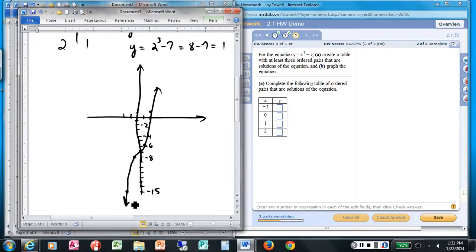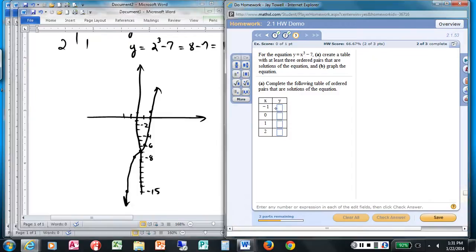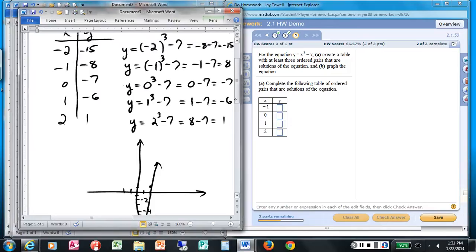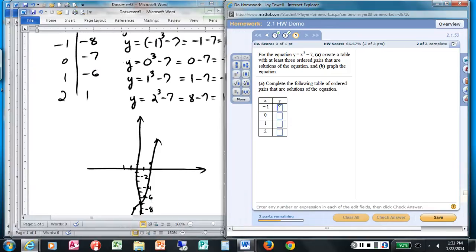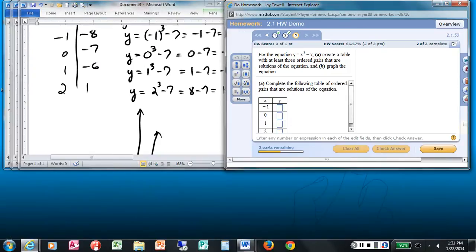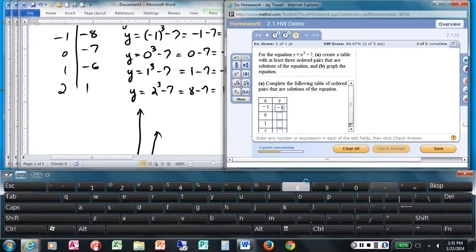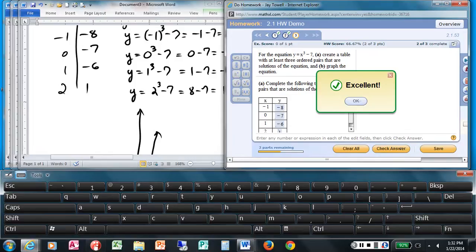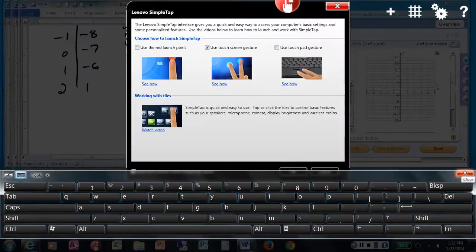All right. And so let's get our values put in here on our homework. Let's see, what was, let me go back here. -1, -8. And 0 was -7. +1 was -6. And +2 was 1. Okay? All right. Got that part all done.